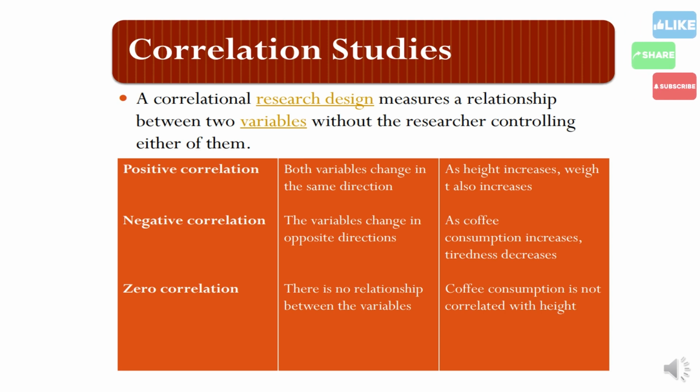Now the third one is zero correlation, where there is no relationship between the variables. For example, coffee consumption is not correlated with height. If coffee consumption increases or decreases, height isn't affected. Coffee consumption increase or decrease has no correlation with height.